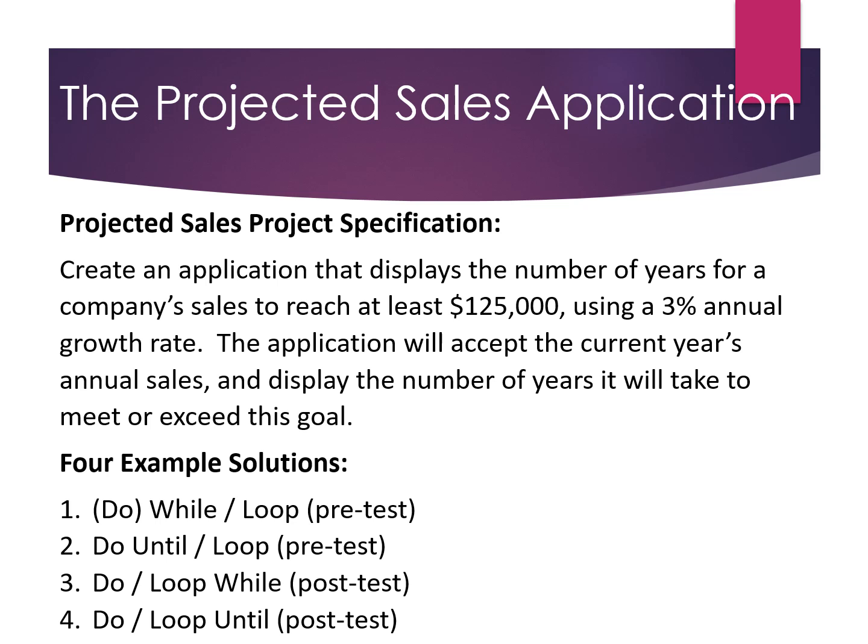We'll look at 4 examples for solving this problem. The first will be a do while loop. A do until loop is what we will use secondly, and both the do while and the do until are pretest loops. Then we'll look at the do loop while post-test loop, and finally the do loop until post-test loop.